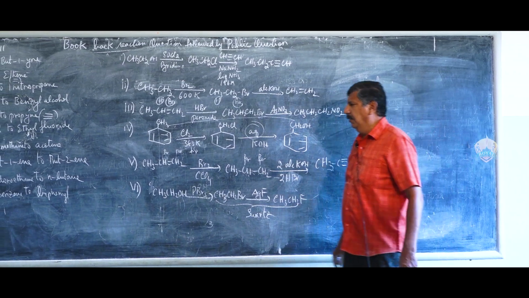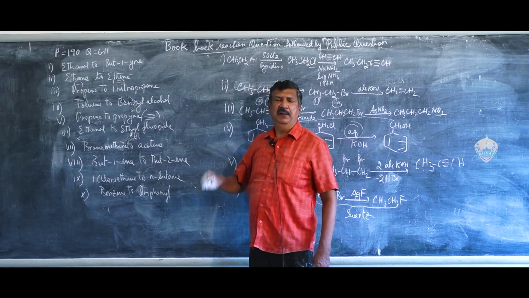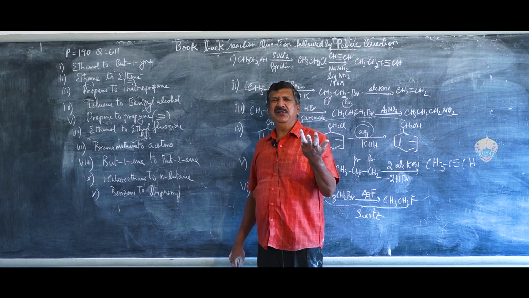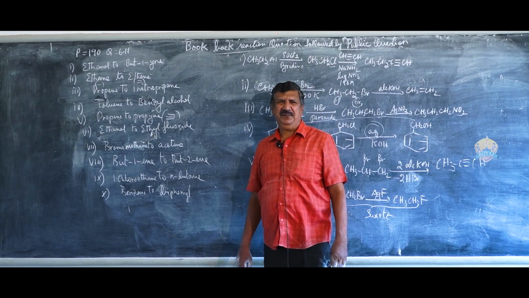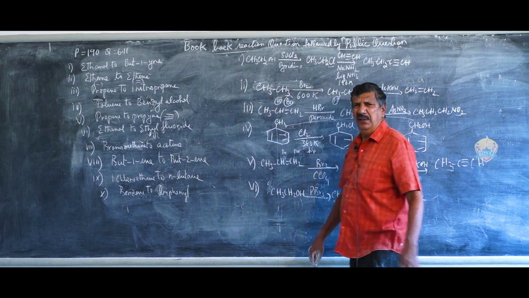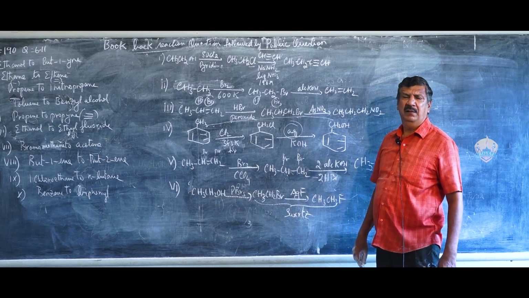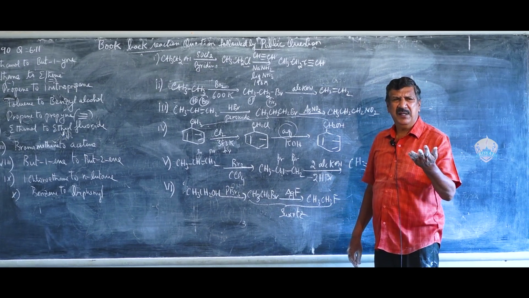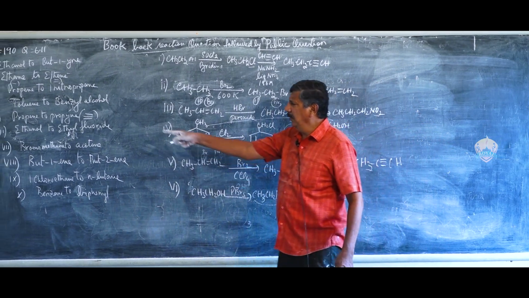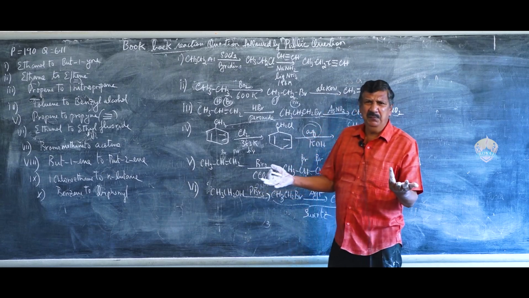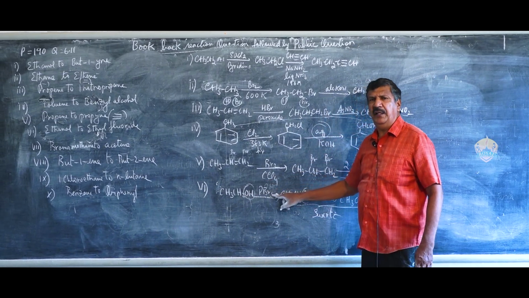Next question. They are asking ethanol to fluoride. Fluoride means you should go for the Swarts reaction. What does the Swarts reaction say? It converts bromide into fluoride, but here they have given alcohol. So it is very simple: you convert the alcohol into bromide by using PBr3.